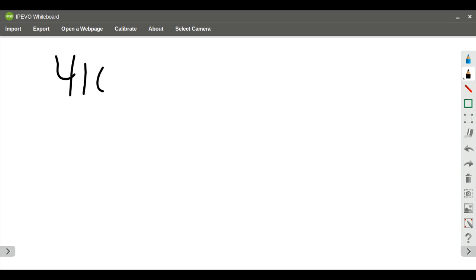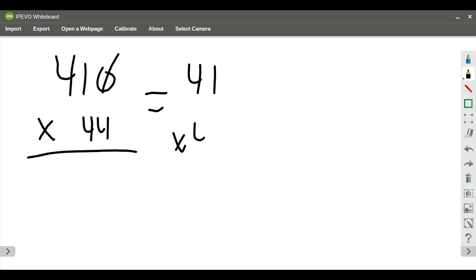So here's what's nice about this problem. So I have 410 multiplied by 44. So I'm going to show you guys a little trick here. I'm actually going to ignore this 0 for right now. So I'm just going to cross it off, and I'm going to make this problem 41 times 44.